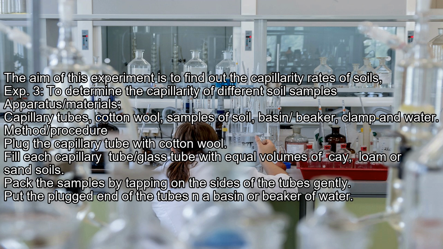Apparatus/materials: capillary tubes, cotton wool, samples of soil, basin/beaker, clamp and mortar. Method/procedure: plug the capillary tube with cotton wool. Fill each capillary tube/glass tube with equal volumes of clay, loam or sand soils. Pack the samples by tapping on the sides of the tubes gently. Put the plugged end of the tubes in a basin or beaker of water.